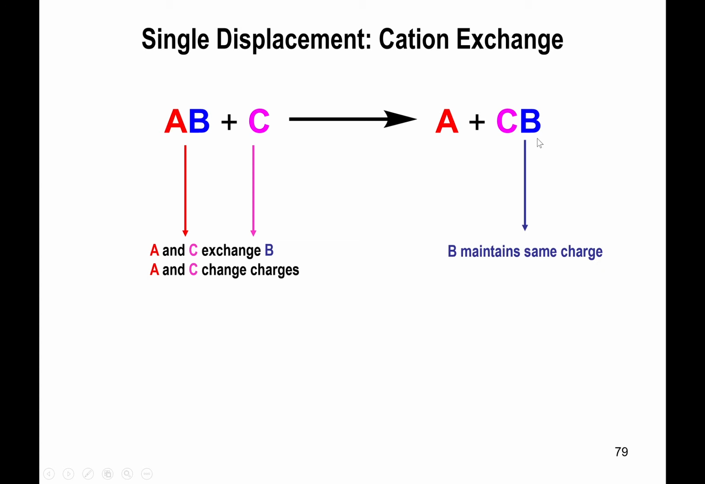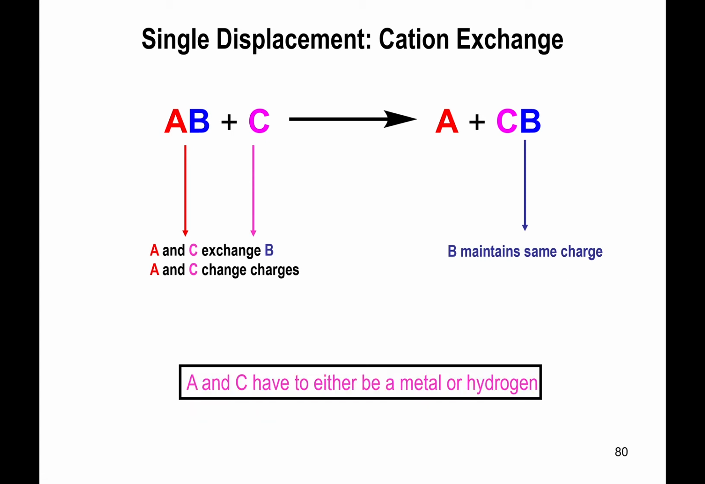On the other hand, the species that is not being exchanged, in this case the anion, will maintain the same charge. And just to keep this general, as long as element C is a metal or hydrogen, you will undergo this exchange of cation for element, okay? But it has to be metal or hydrogen as far as the identity of C.